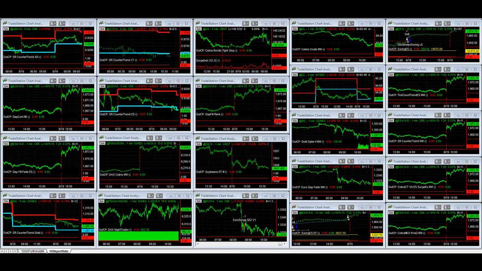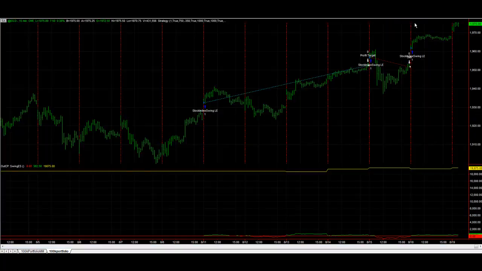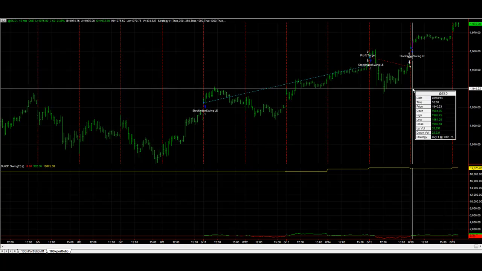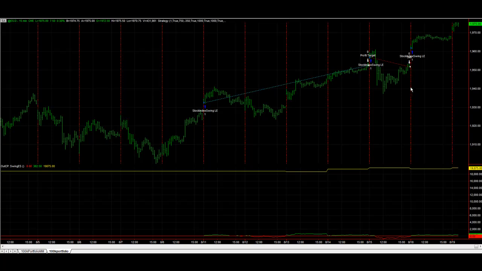We're going to take a look at how we add strategies to decrease drawdown. Here are today's trades. I want to make a quick note. We've added this to NinjaTrader, Stock Index Swing, and this strategy trades differently in different platforms because it uses the NYSE tick, and different data providers provide that differently.